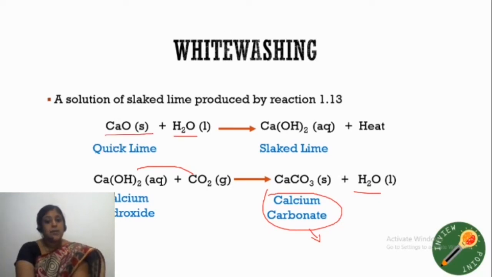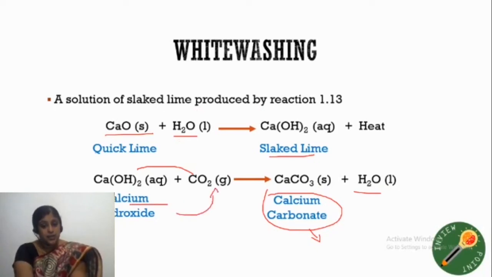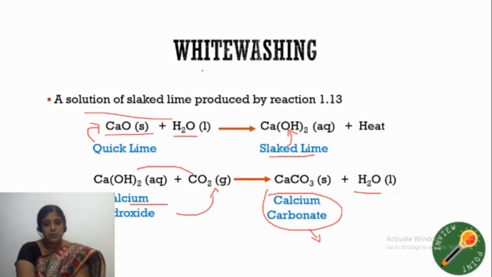When quicklime reacts with water, calcium hydroxide, that is slaked lime, is formed, and this calcium hydroxide reacts with carbon dioxide in the atmosphere to form calcium carbonate, which causes a shining effect on the surface of the wall. Is it clear, students? Remember that quicklime is CaO and slaked lime is Ca(OH)2. A solution of slaked lime is used for whitewashing, and calcium carbonate causes a shining on the surface of the wall. This question has been asked in previous year questions.